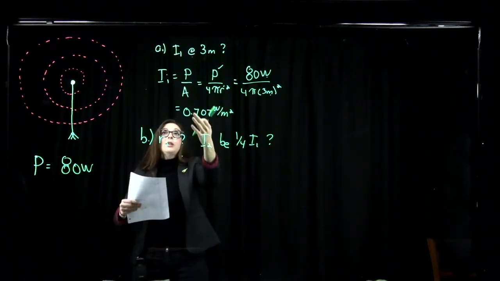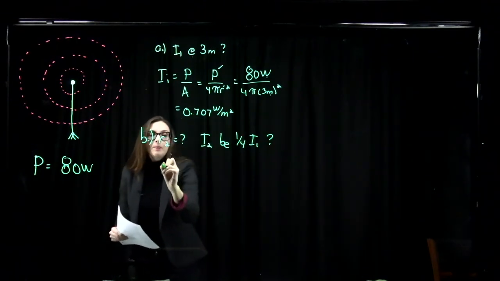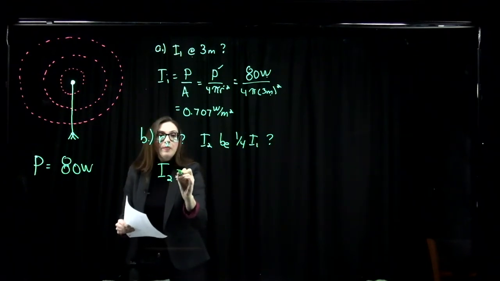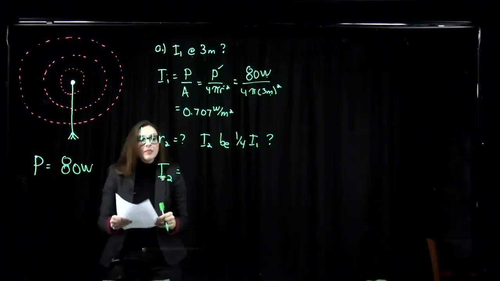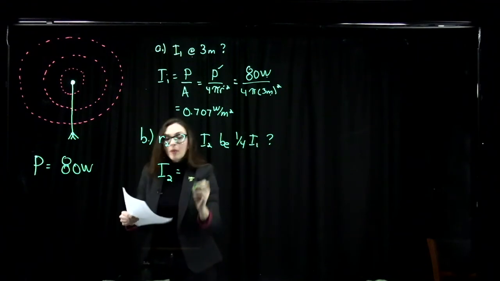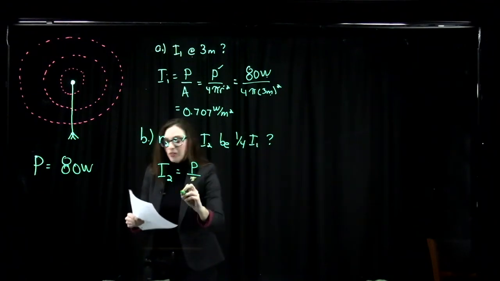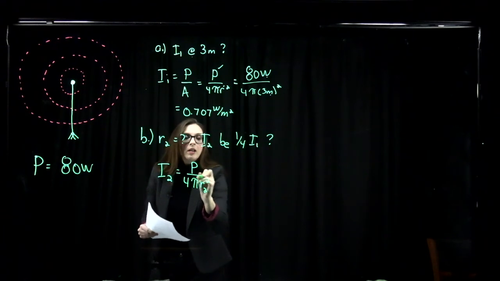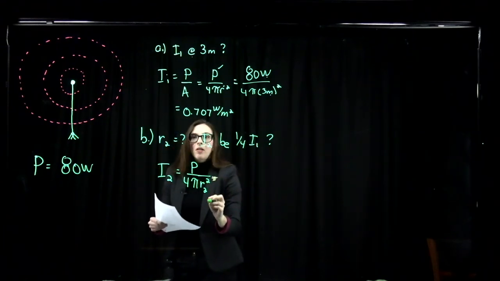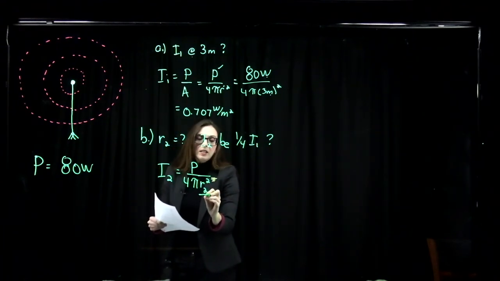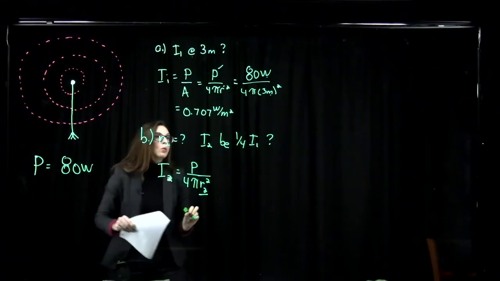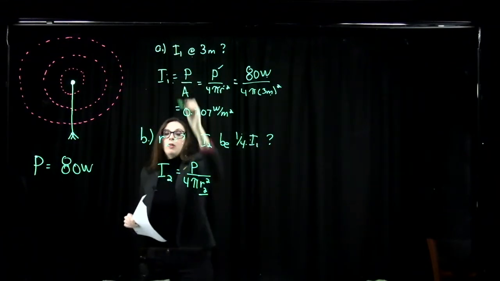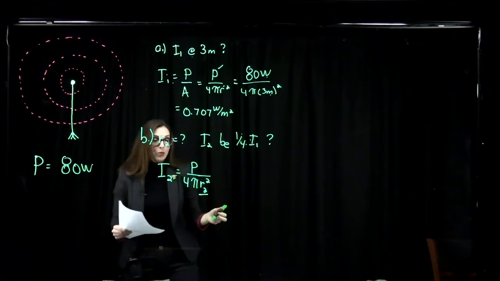We can again use our equation for intensity. This time I'm going to say that I2, our new intensity, equals power of our source divided by 4 pi, we got R2 squared here, okay? So I'm going to solve this for R2. That's the distance I need to be away from my source so that we have 1/4 the intensity of what we found for part A when we were at 3 meters away from the source.